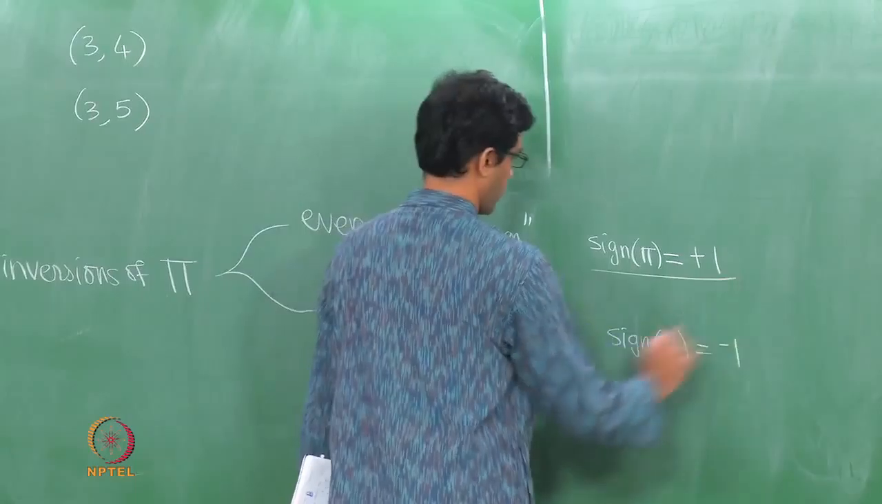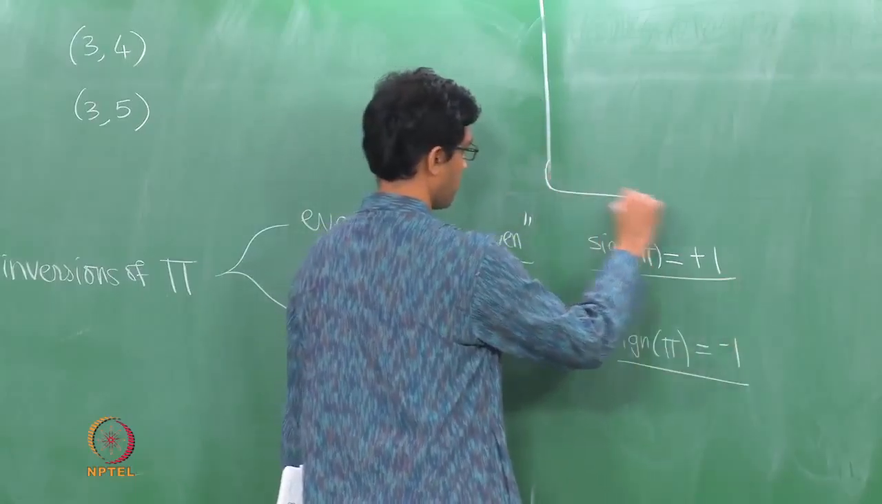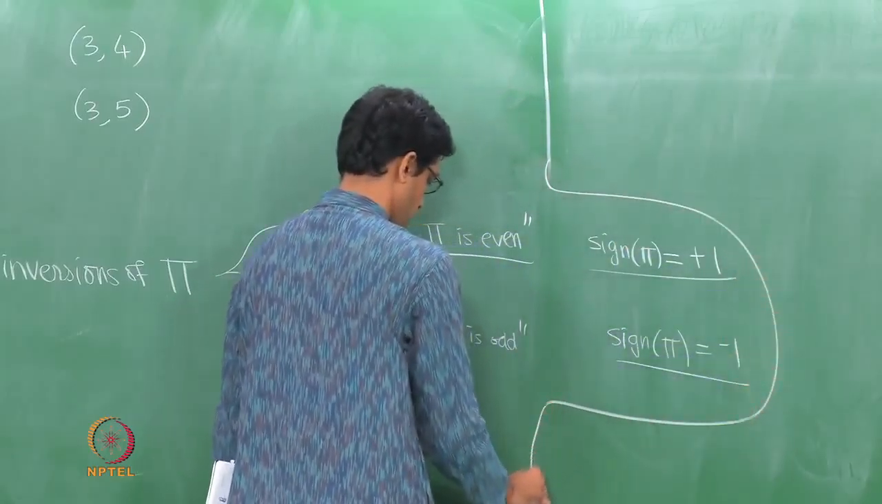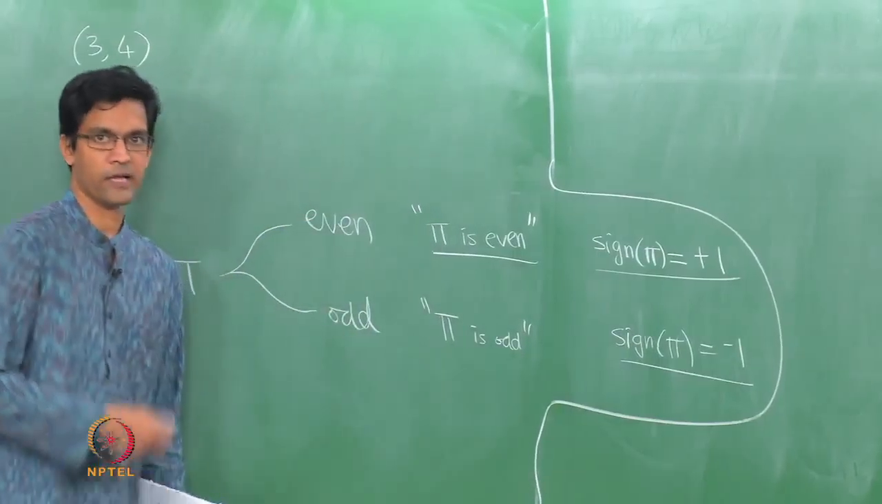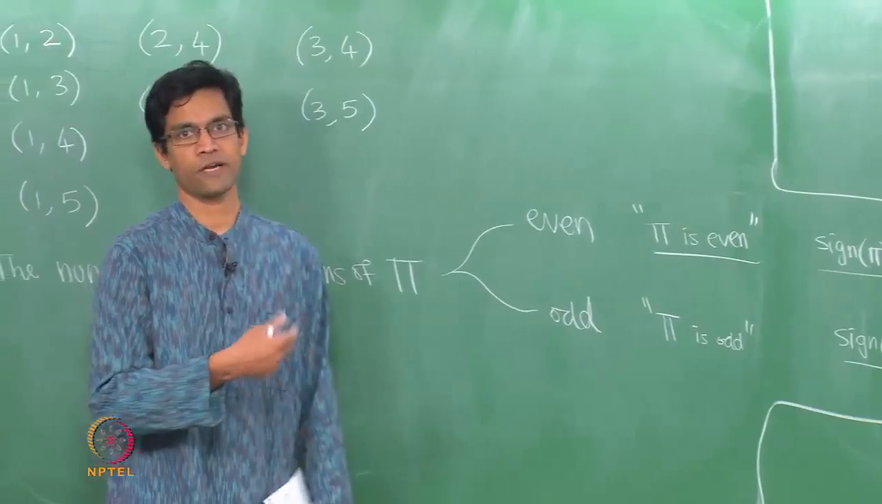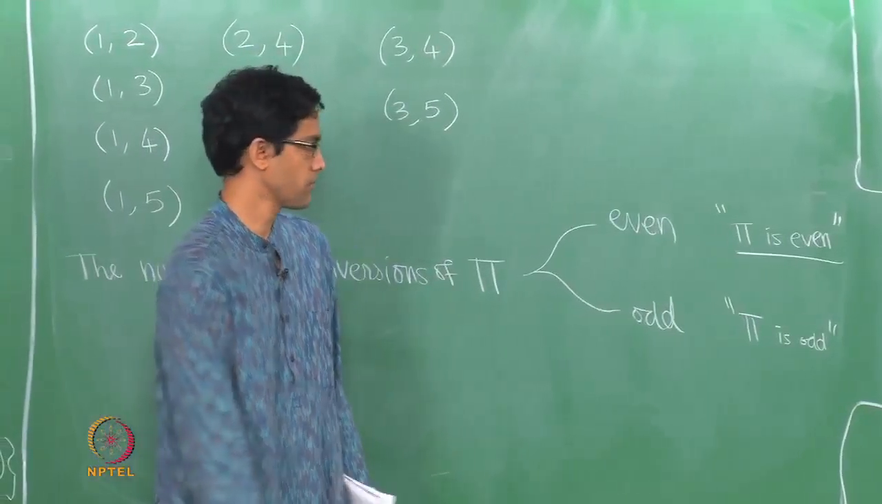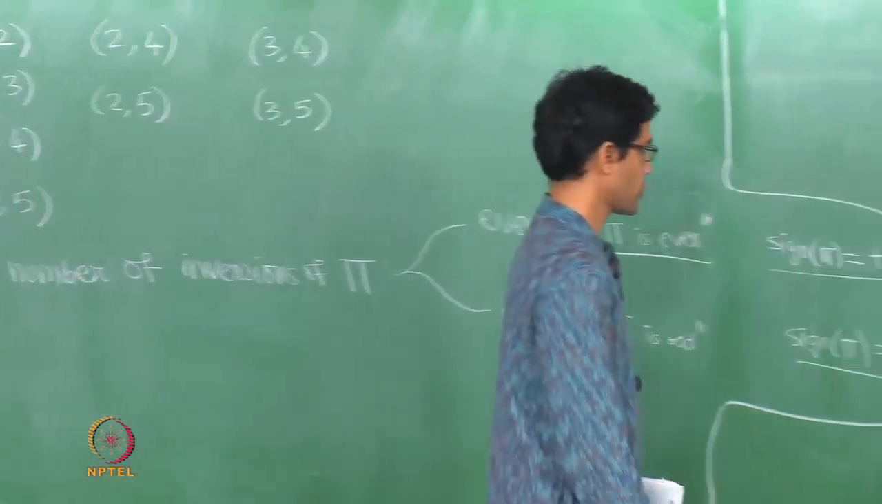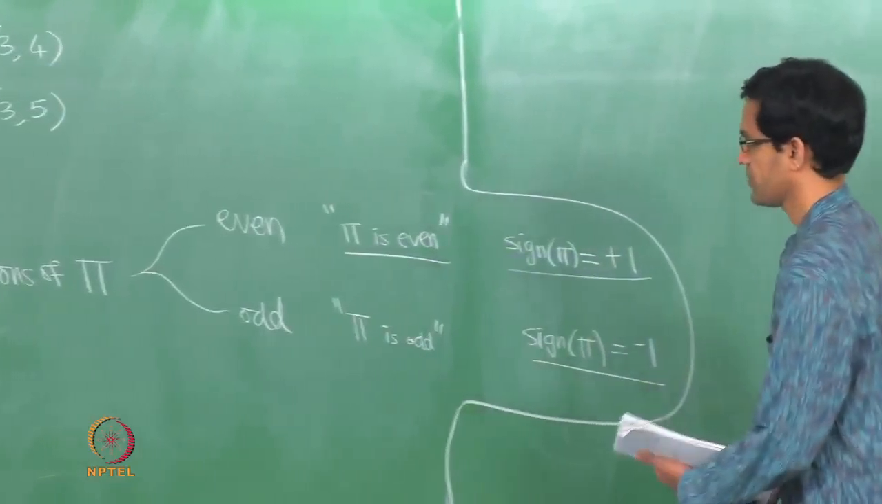Again, these are all, for now, various different ways of saying the same thing. It will become somewhat clearer as we go along what the advantages are of thinking of it in terms of +1s and -1s. Okay, so this is just the notion of even permutation and odd permutation.